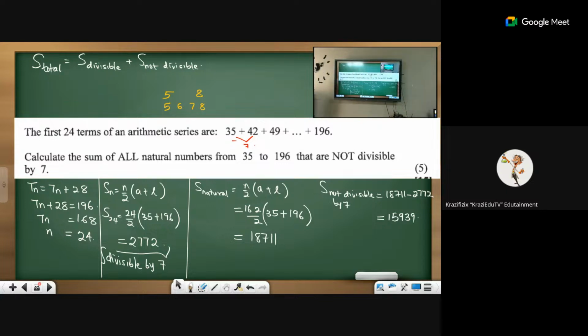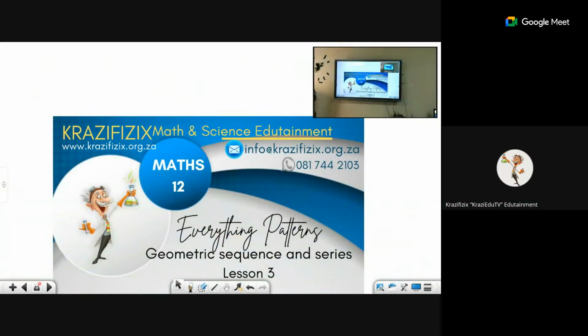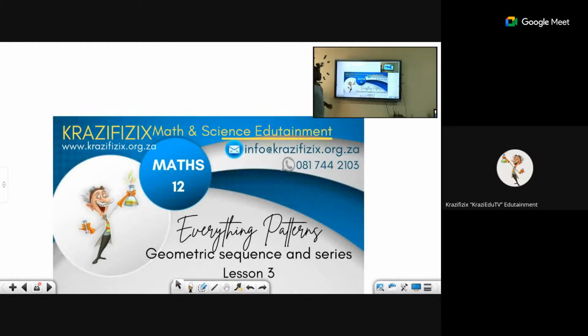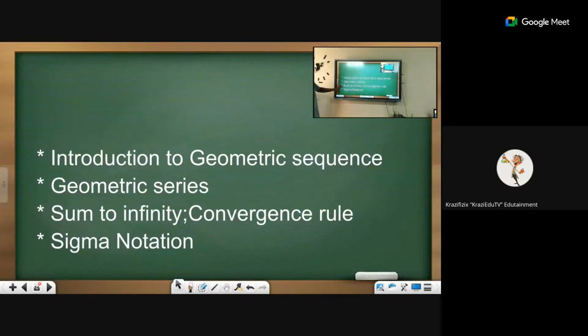Something very new. Geometric sequence. Completely new. We touched it in grade 8, but you don't remember. Before I go there, this is what we're looking at, 4 things. Introduce ourselves to geometric sequence. Then we go to geometric series. Then we look at sum to infinity, then convergence rule. Sigma notation will be exactly what we've done here. So basically, we're looking at 3 things. Please follow through. I want to be done with the content of this one today.